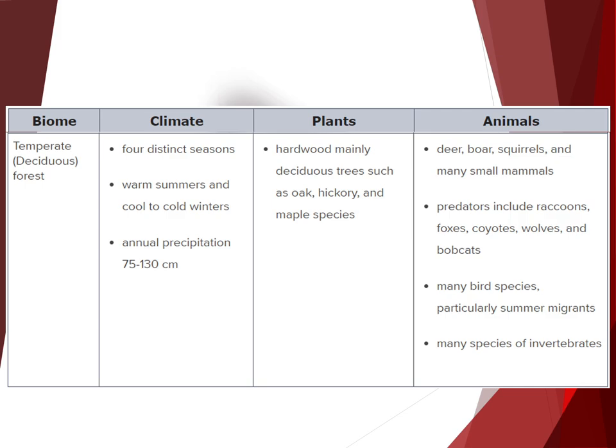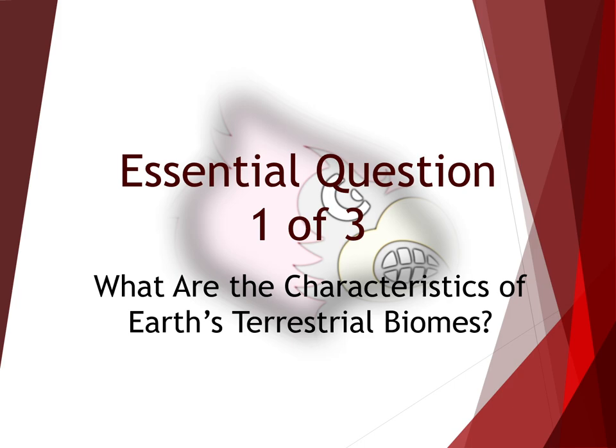Classic predators include raccoons, foxes, coyotes, wolves, and bobcats, as well as many types of birds, especially those summer migratory birds, and then a large diversity of invertebrates. At this point, you should be able to generate a response to today's essential question: what are the characteristics of Earth's terrestrial biomes?